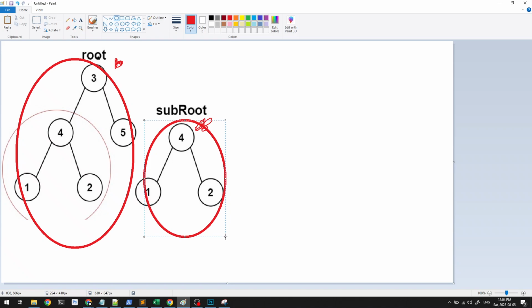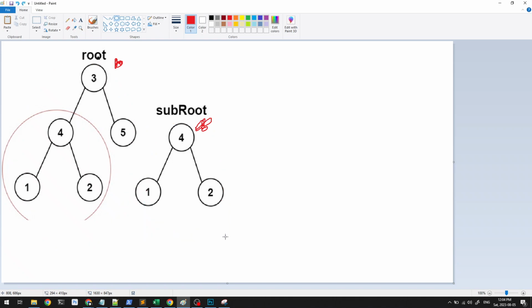We've done a question before where we can determine if two trees are the same. So we can maybe use that. Now, what about if it isn't the same? Well, if it isn't the same, then remember what we're doing, right? We want to essentially find if this subtree is inside of this.